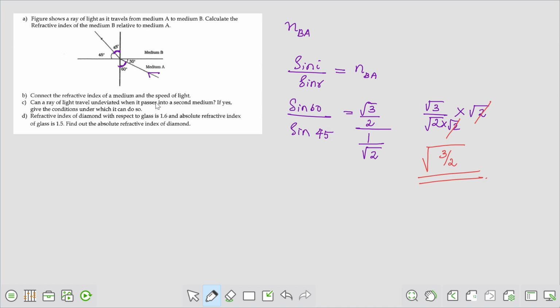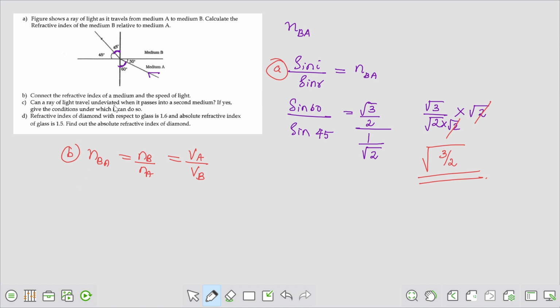Now connect the refractive index of the medium and the speed of light. How can you write it in terms of the speed of light? NBA, which is equal to NB by NA, that is equal to VA by VB. This is the answer for B. This is the answer for A. Now C.